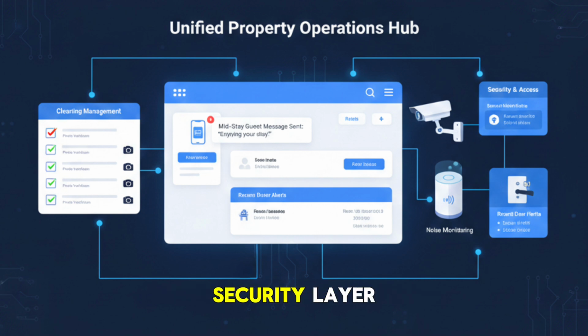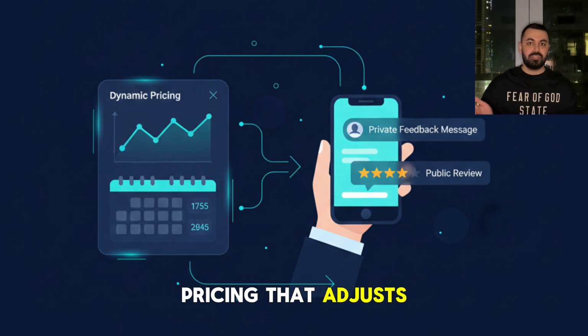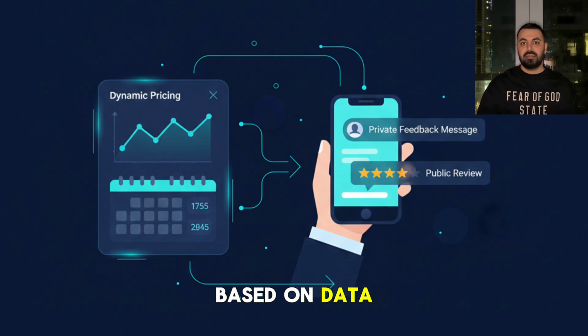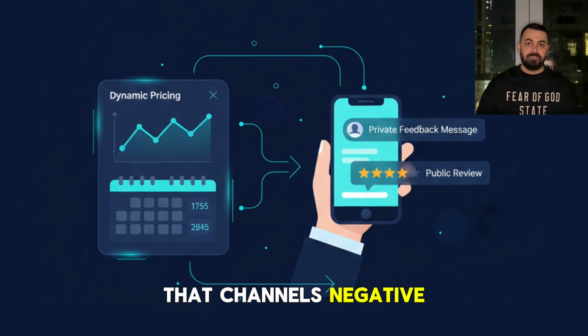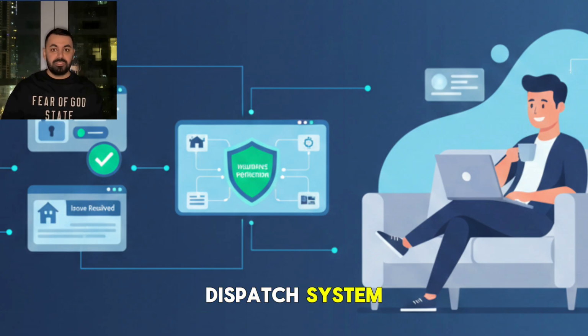You need a security layer, exterior cameras, noise monitoring, door sensors, all feeding into one dashboard. You need dynamic pricing that adjusts in real time based on data, not guesswork. You need a review collection system that channels negative feedback privately before the public review goes live. You need insurance and a maintenance dispatch system so emergencies don't become disasters.